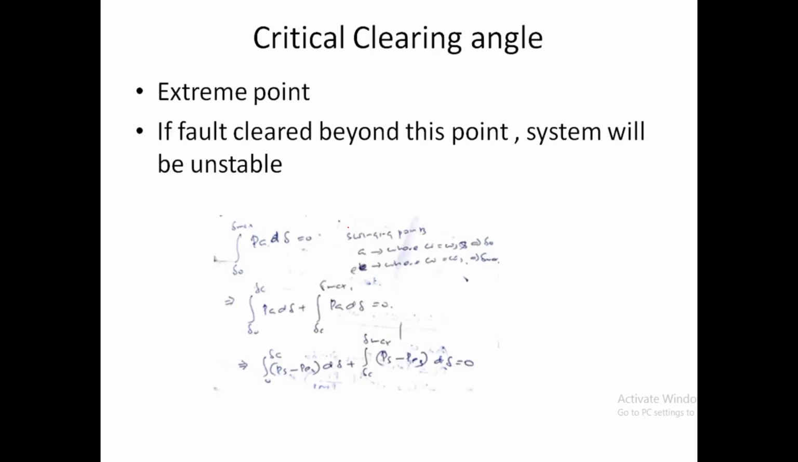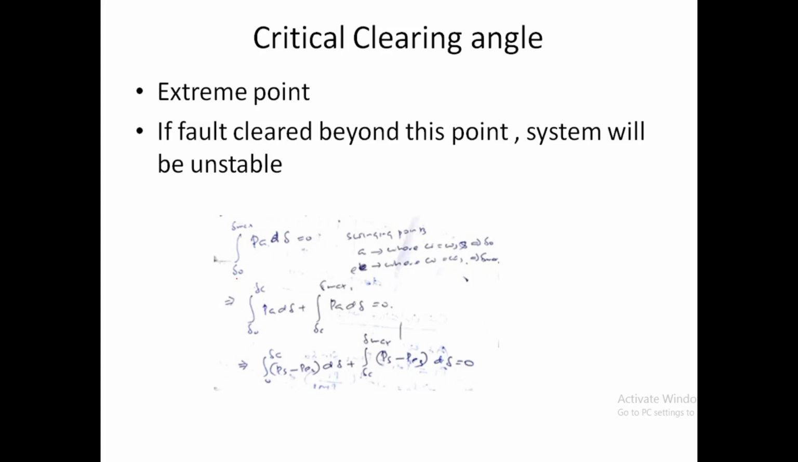So now we are moving to another topic, which is the critical clearing angle. Critical clearing angle means it is the extreme point where the fault should be cleared. Otherwise, the system will become unstable. So that point is known as the critical clearing angle. So that derivation is given here.